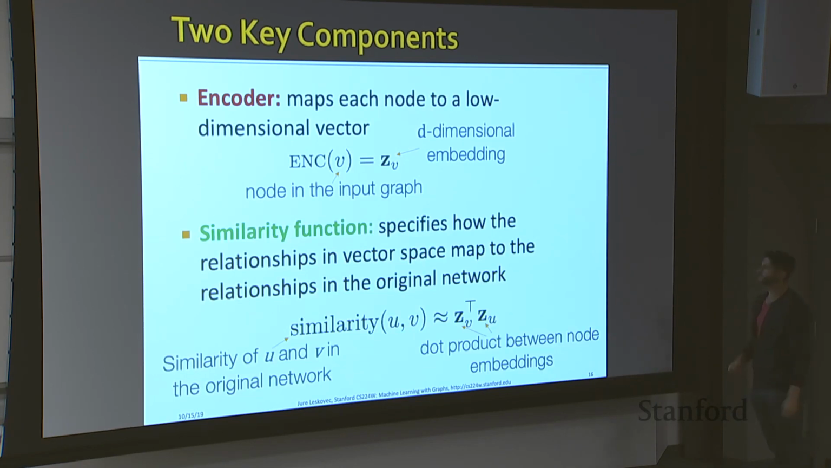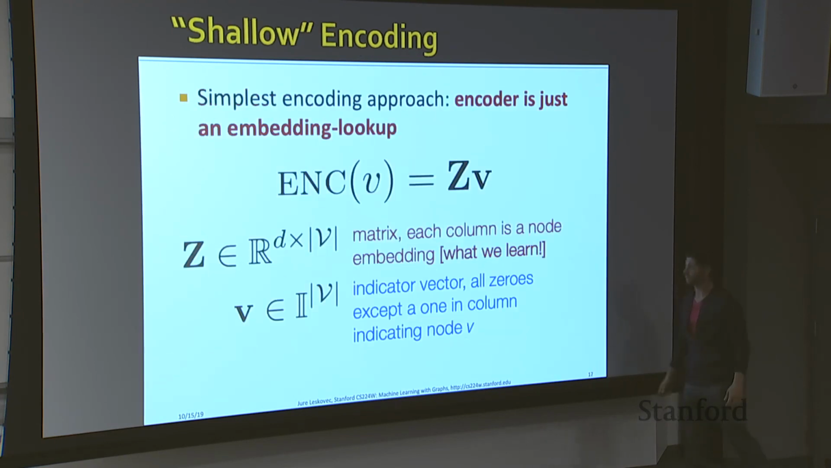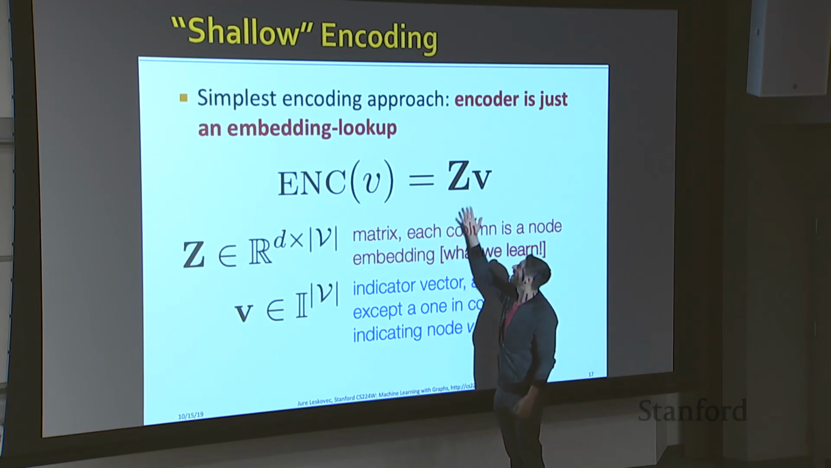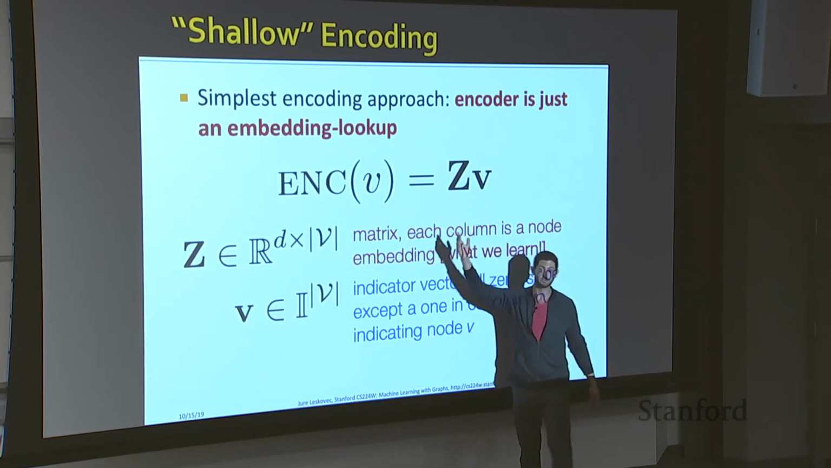All right, so now, as we recall, the two key components we're going to be working with are the encoder and the similarity function. So what are we going to do now? Let's start from the simplest model that you can think of, okay? The first model that we're going to be talking about is this class of shallow encoders. The idea of shallow encoding is that an encoder is nothing but an embedding lookup, okay? So in computer science terms, an encoder is nothing but a hash table, okay?